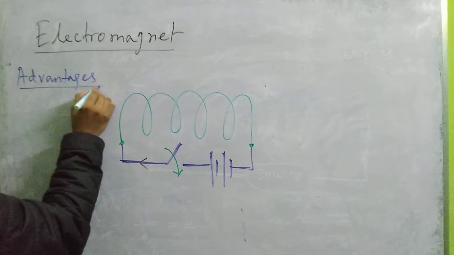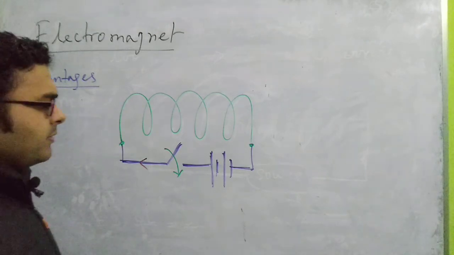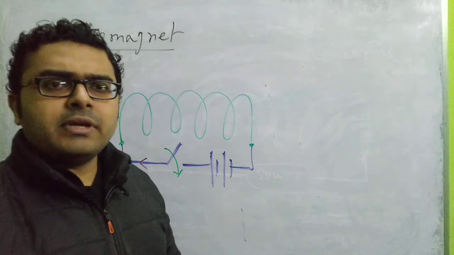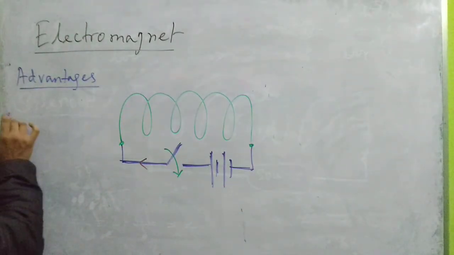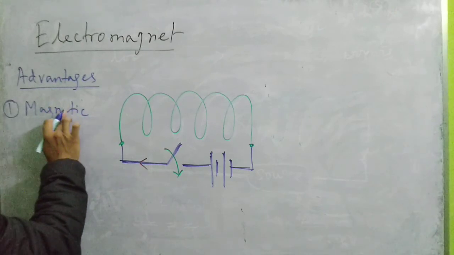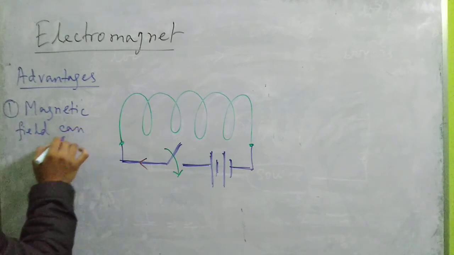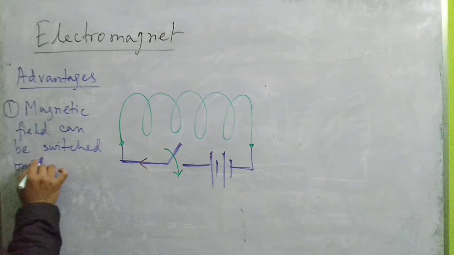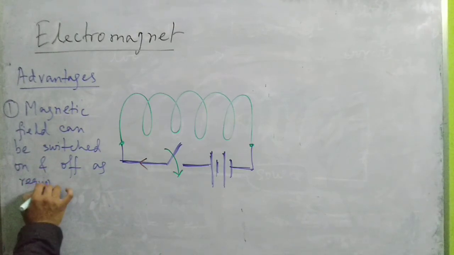Okay, what are the advantages of this electromagnet? Now see, with this electromagnet, whenever you want, you can create the magnetic field, and whenever you want, you can shut down the magnetic field or switch it off with the help of this switch or key that you have. So the first advantage is that the magnetic field can be switched on and off as required.